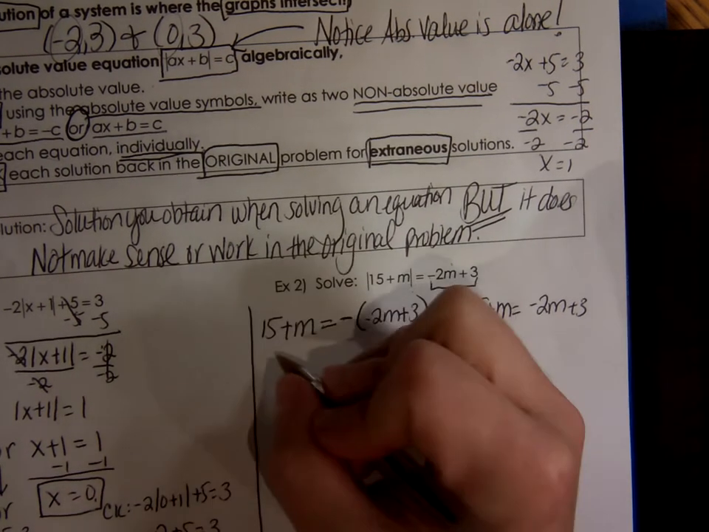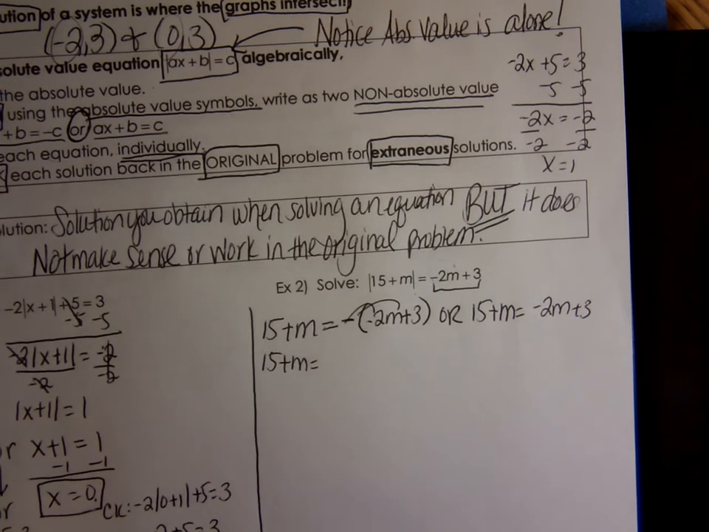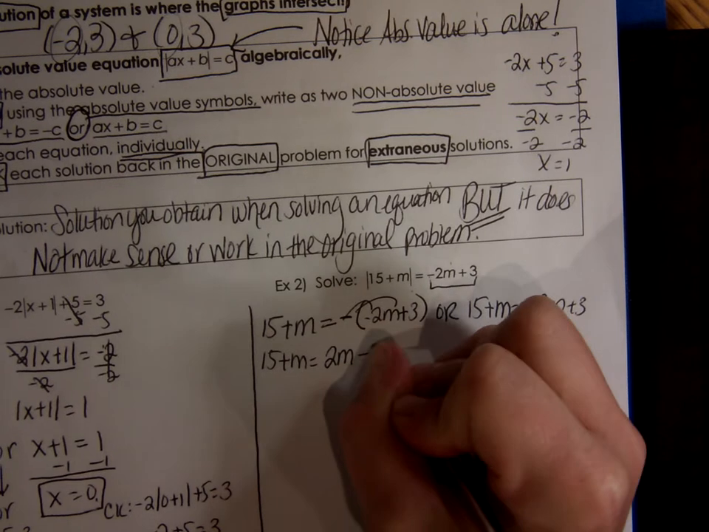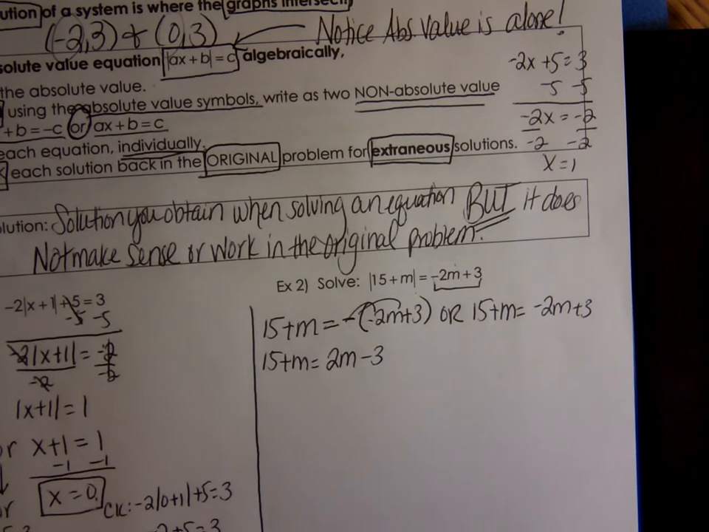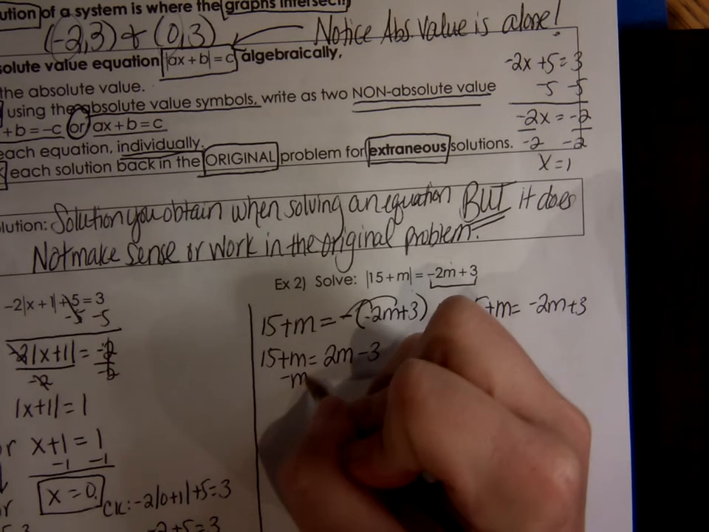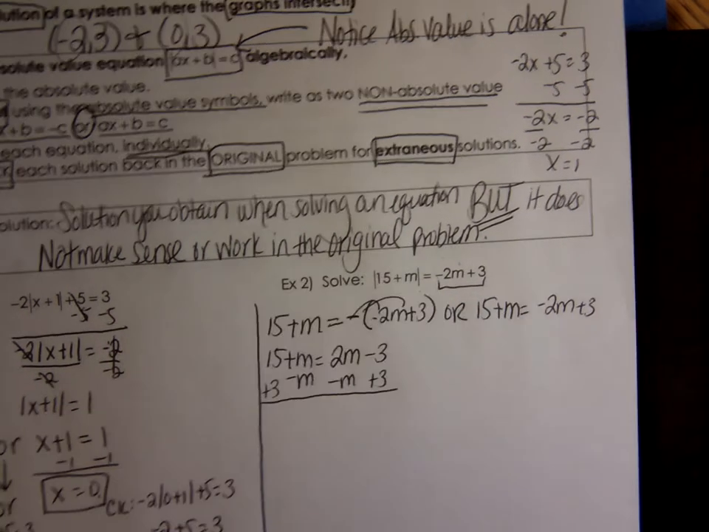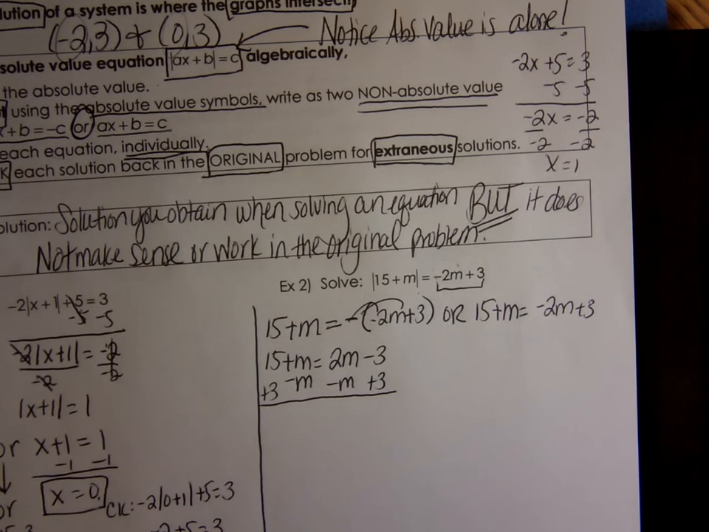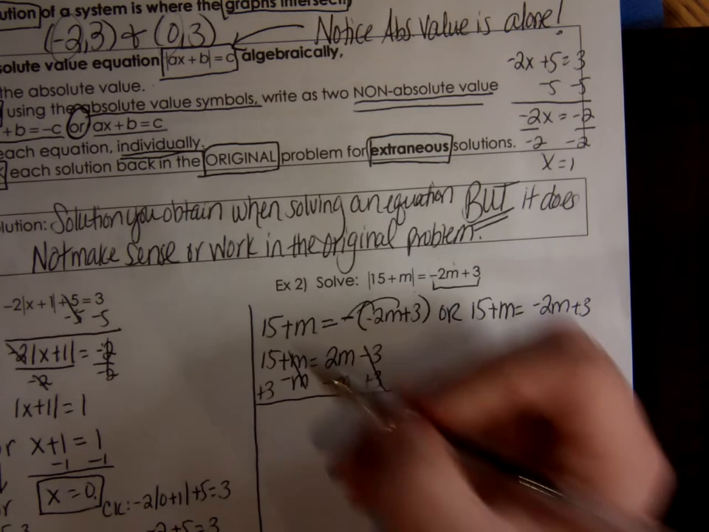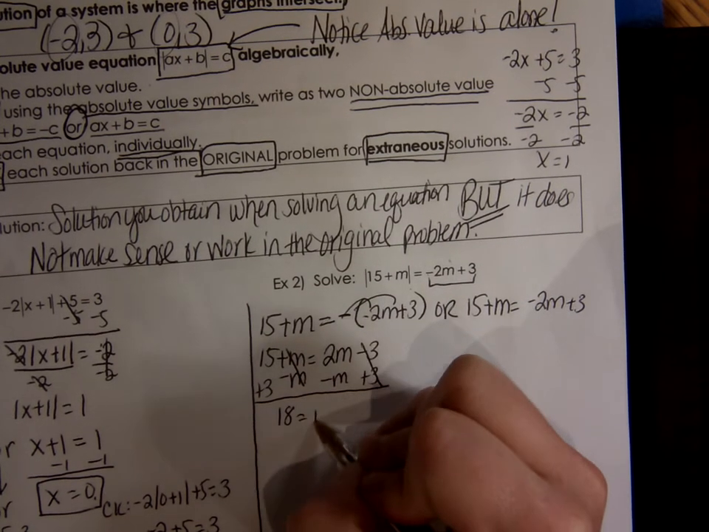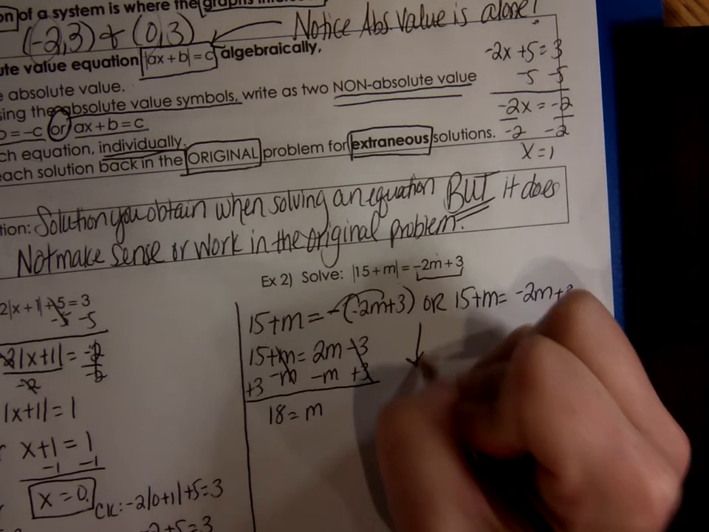So let's go ahead and do that. So I have 15 plus m is equal to, I'm going to distribute that negative to each term. And I have 2m minus 3. I like to have the coefficients of my variables to be positive. So I'm going to subtract m on both sides, and I'm going to add 3 to both sides. I like to do more than one step in one step because I can anticipate what's going to happen. So the m's are going to go away and the 3's are going to go away, leaving me with 18 is equal to m.